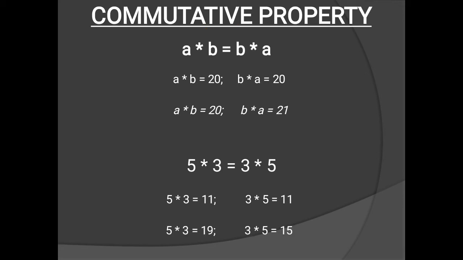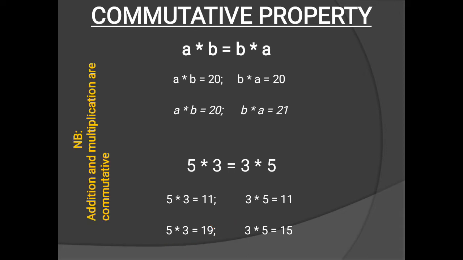But if after solving 5 operation 3 and then 3 operation 5, I get different answers, say 5 operation 3 gave me 19 and then 3 operation 5 gave me 15, I say that the operation is not commutative. So let's delve into it. Let's take some examples to help us.